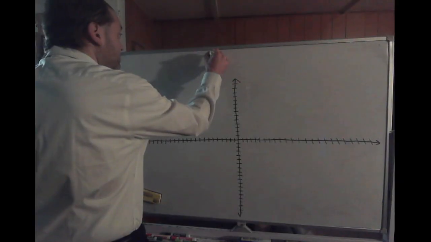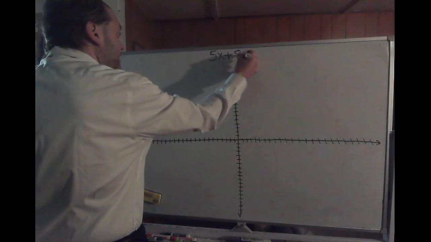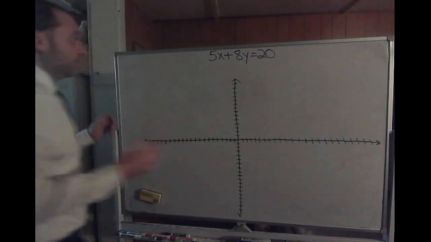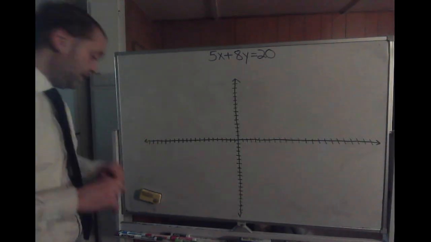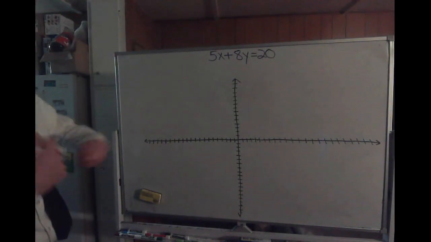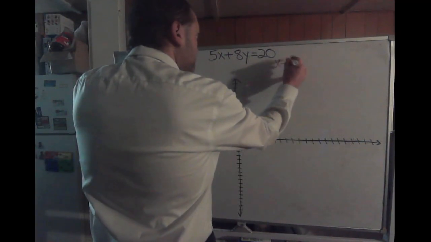Now, we have 5x plus 8y equals 20. So we are given 5x plus 8y equals 20. Well, let's go ahead and start out by finding the x-intercept. So start out with your x-intercept.